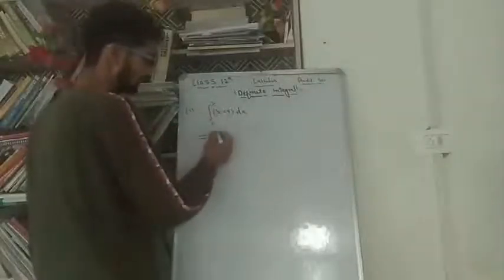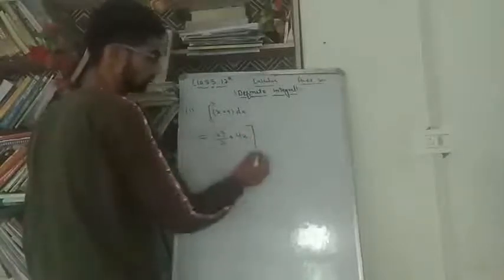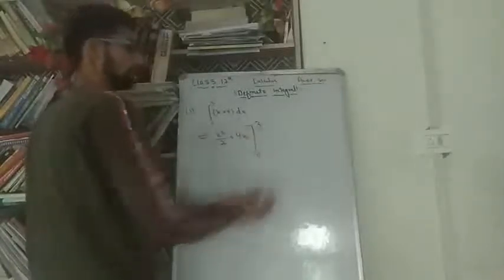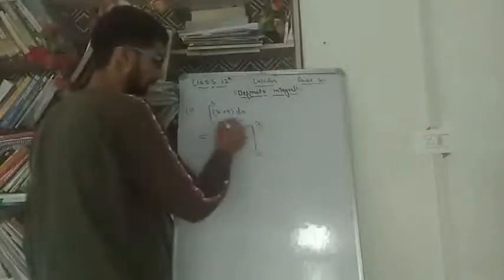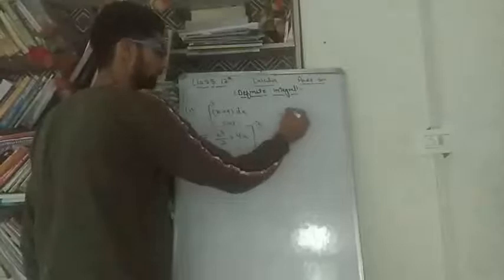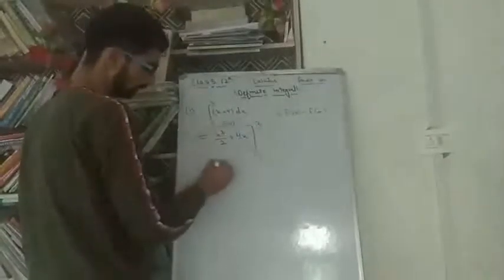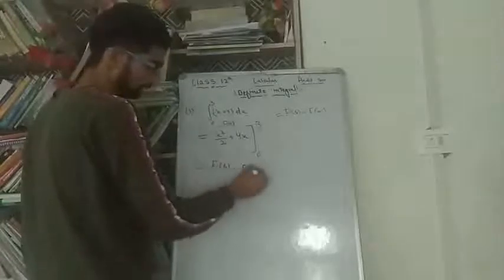When I find the primitive, the primitive of x is x square divided by 2, plus the primitive of 4, which is 4x. Then we apply the values 0 to 3. For example, this is our f of x, and the definite integral says we put these bounds in f of x: f of b minus f of a.